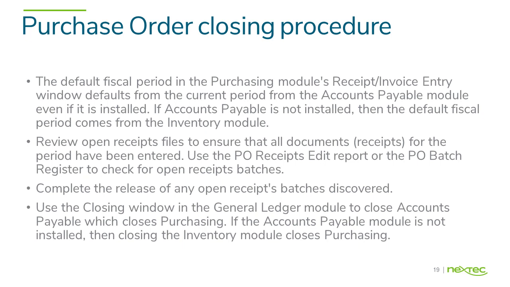Okay, the purchase order closing. Again, this is done through accounts payable. So you'll get the default fiscal period from the accounts payable module, and it's also tied to inventory because you'll be releasing batches. First thing I would do is review your open receipt files to make sure that all documents for the period have been entered, released, and posted. Use your PO receipts edit report or your batch register to check for any open receipt batches. And then you complete the releasing of those batches that you've discovered, and or you can void those batches if they should not be posted.